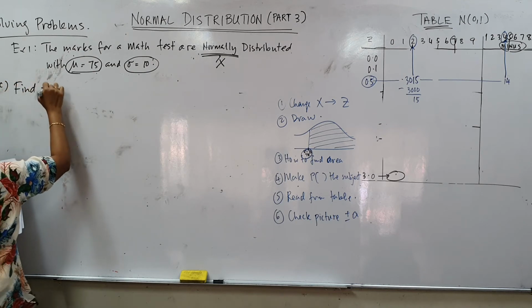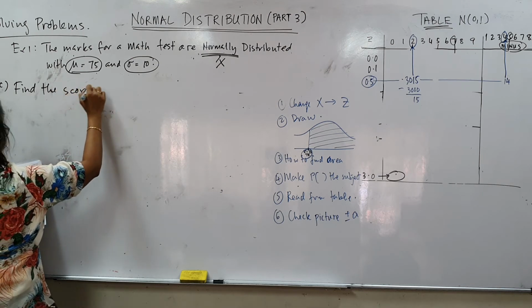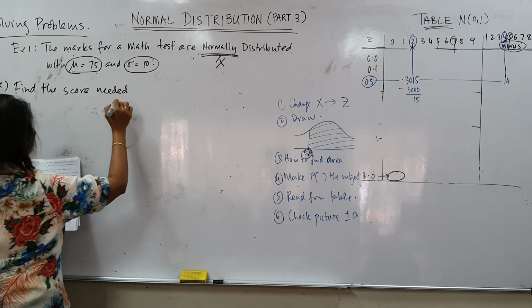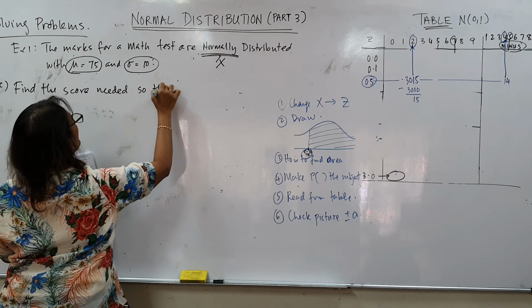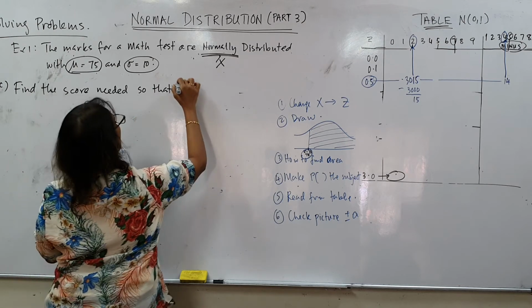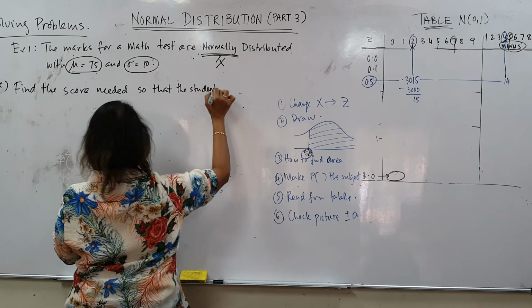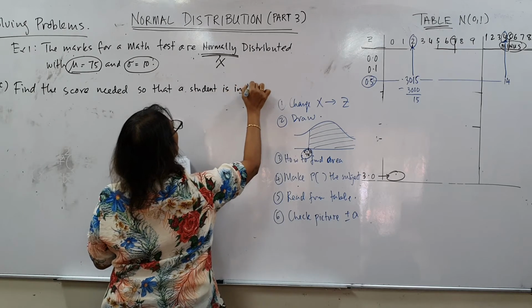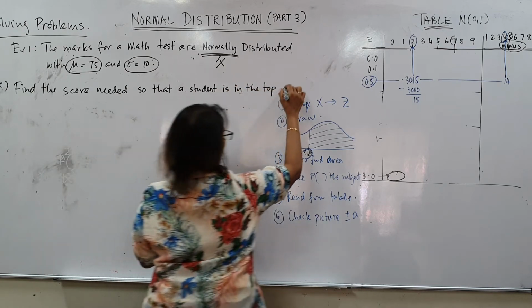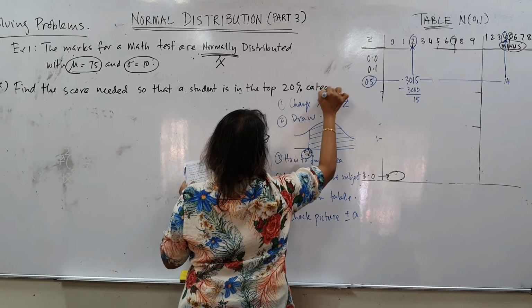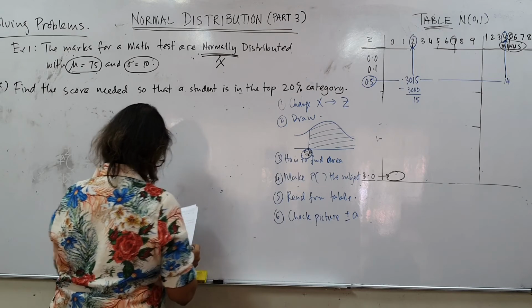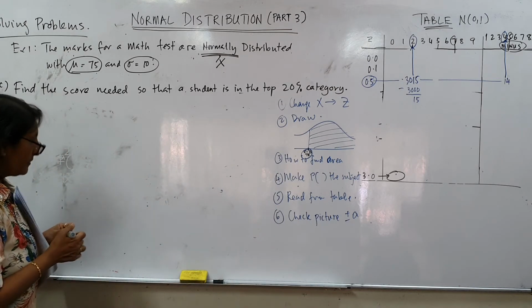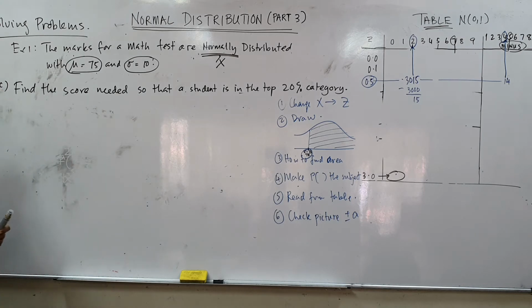Find the score in the top 20% category. This is part C. Find the score needed so that the student is in the top 20% category. Top 20% means the probability will be 0.2.